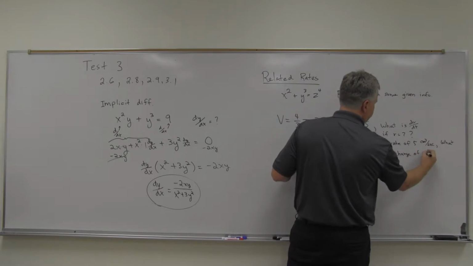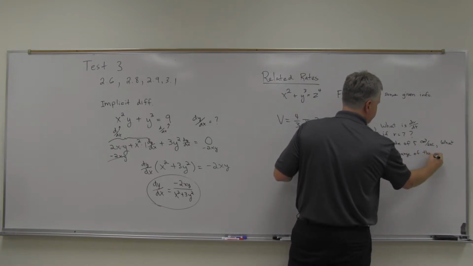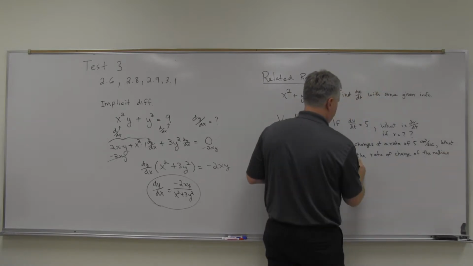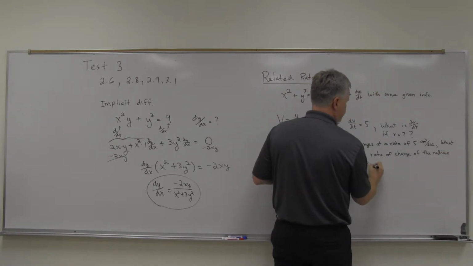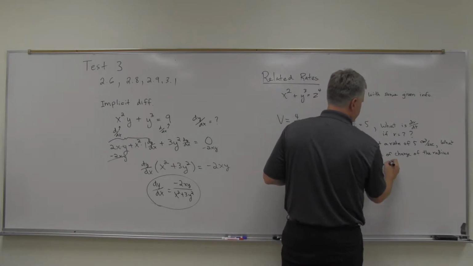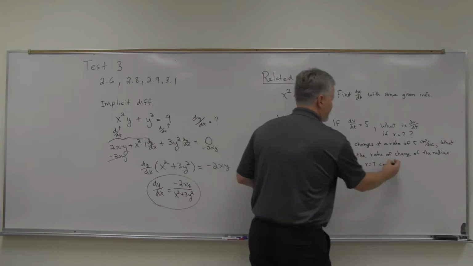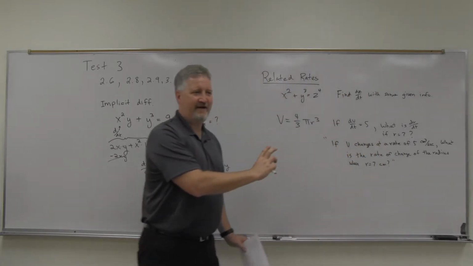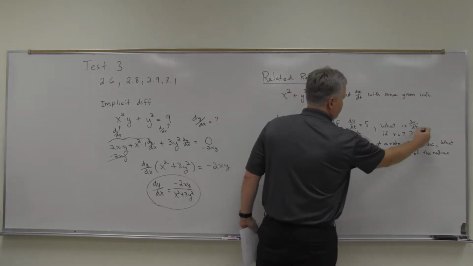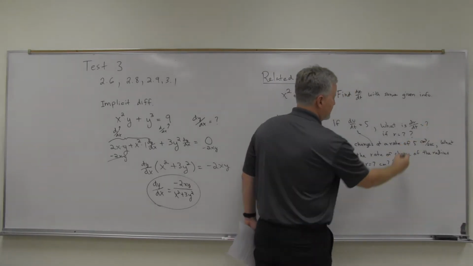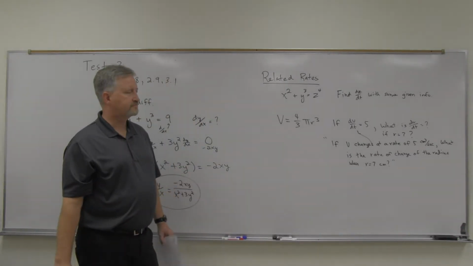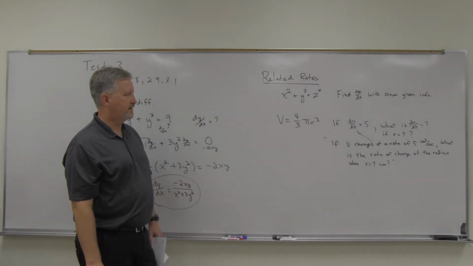of radius when r is 7 centimeters? So this is probably more the wording we would have on that. Yeah, so this gives me dV over dt. I'm looking for dr/dt, and I got the radius is 7. And so, yeah, that's the very same problem there.